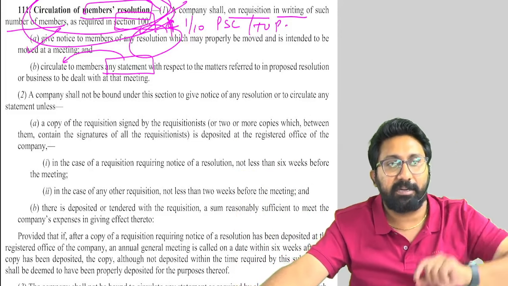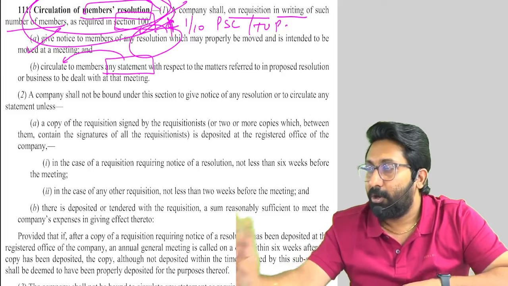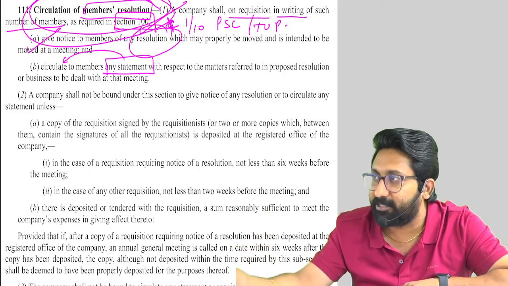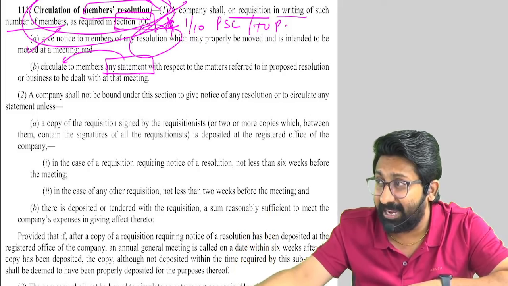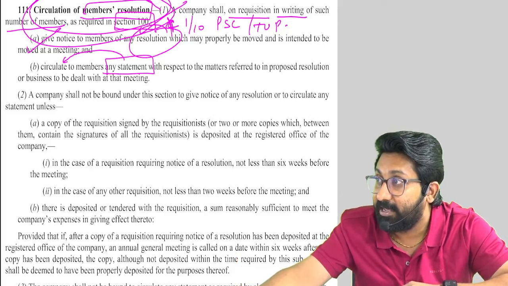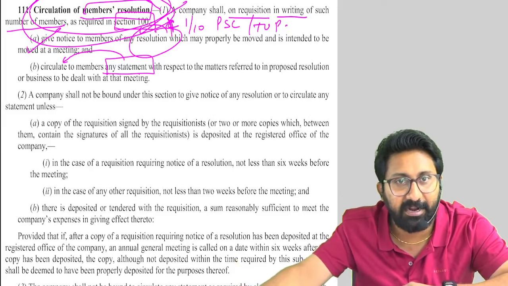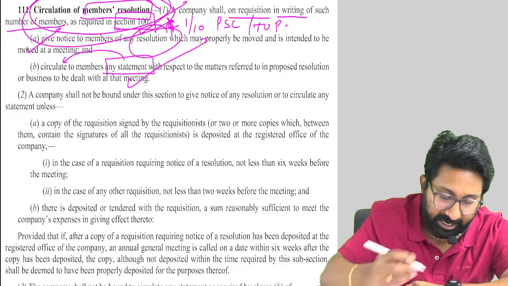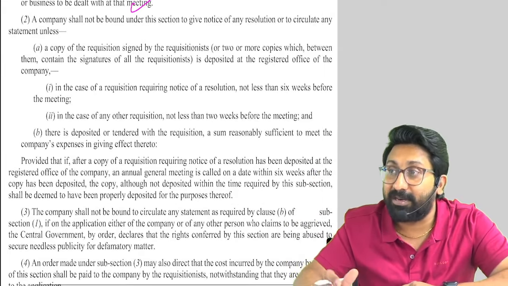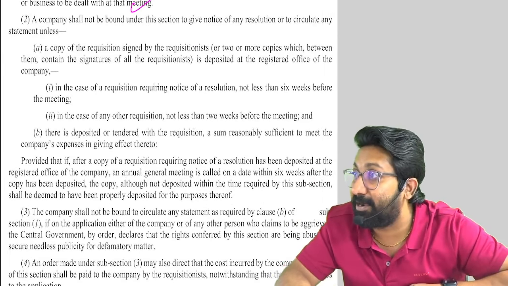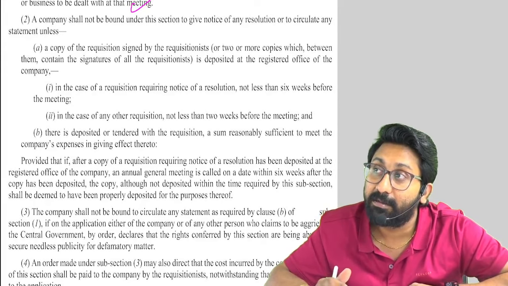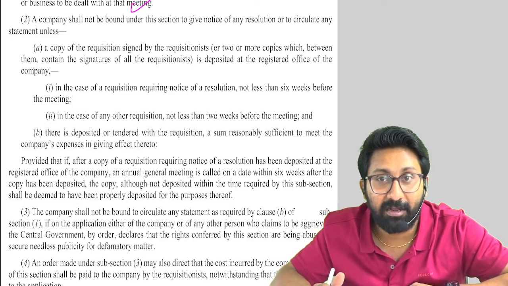Tell me, why did this section come? Two purposes. What is the first purpose? To propose an agenda, other than the agenda covered by section 115. Second reason, to circulate a statement. Now you should answer one question. You are circulating a statement. In that statement, if you abuse my company, if you use bad words, is every chance there or not?